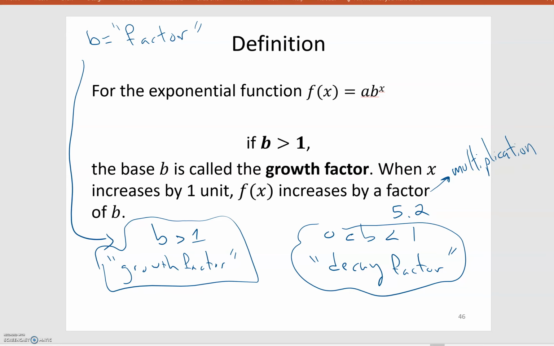Okay. So if I go over 1 unit, then wherever I was here, I will go up by multiplying this amount by b. So whatever this is, it's going to get multiplied by b. So if this is a, then this is going to be a times b.